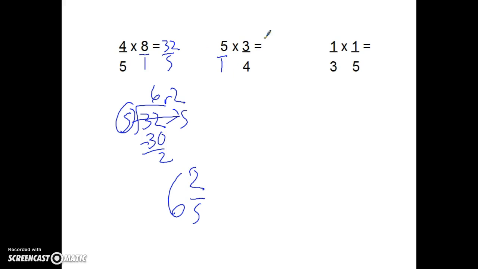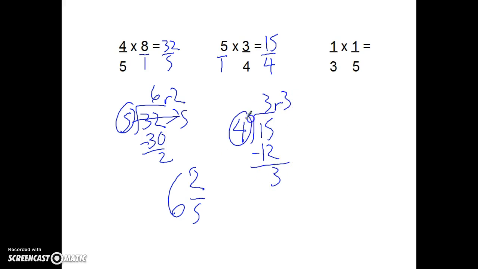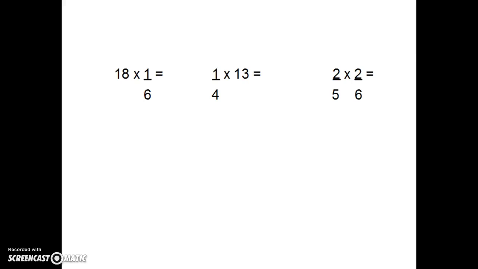Get my 1 in there for the improper fraction. 5 times 3 is 15. 1 times 4 is 4. Divide it out. There are 3 4s in 15. 3 remainder 3. Bring the 4 over because my denominator doesn't change. So that equals 3 and 3/4. All I have to do is top times top and bottom times bottom, and it can't be simplified.